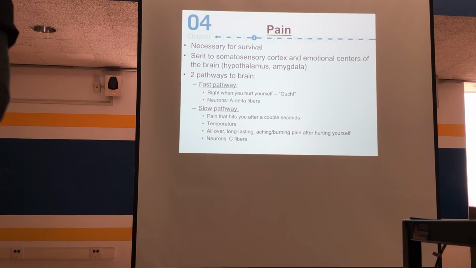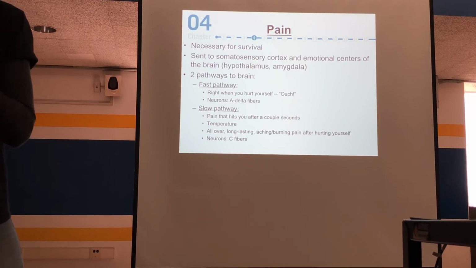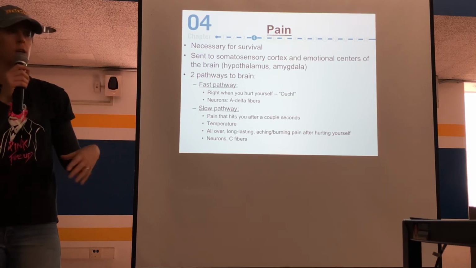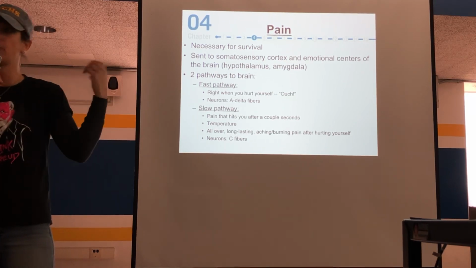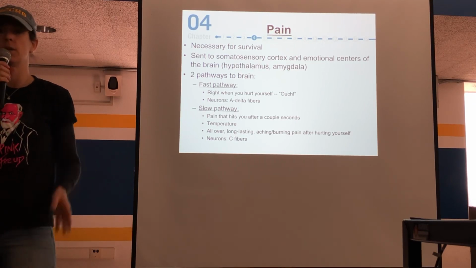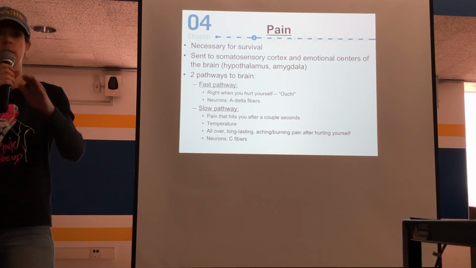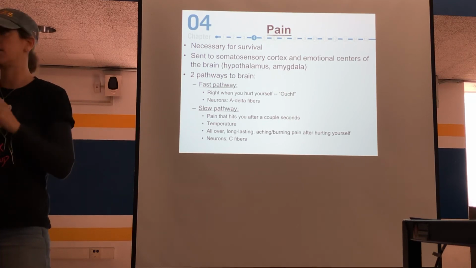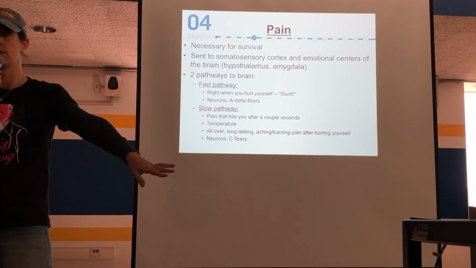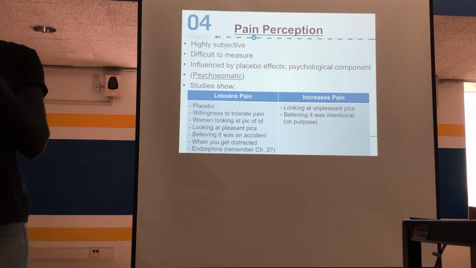Okay, pain. Necessary for survival, right? We know that because it's a warning. Pain is also sent to emotional centers of the brain: the amygdala, fear, so we avoid it later; the hippocampus, so memory; and the hypothalamus for fight or flight. Fast pathway versus slow pathway: a quick ouch is fast, the lingering pain is slow. The A delta fibers are the fast ones, and the C fibers are the slower ones. Okay, good.